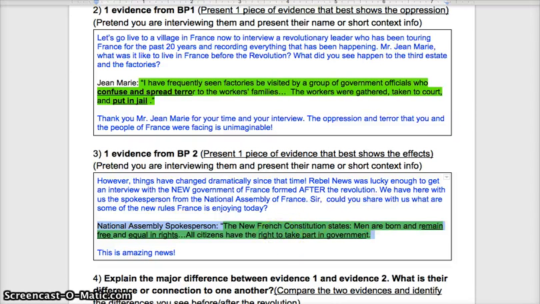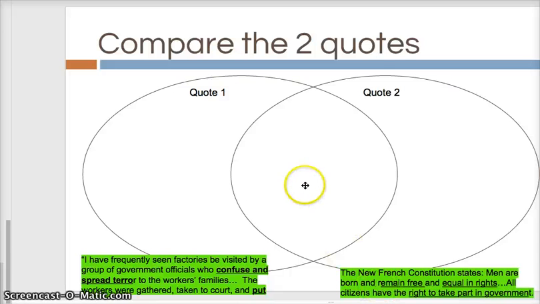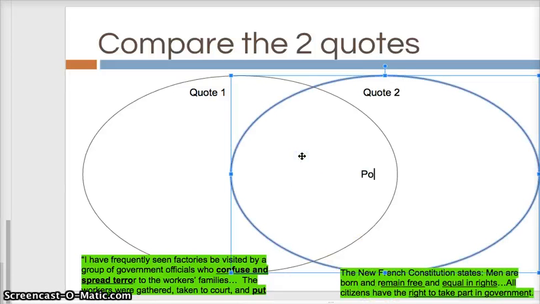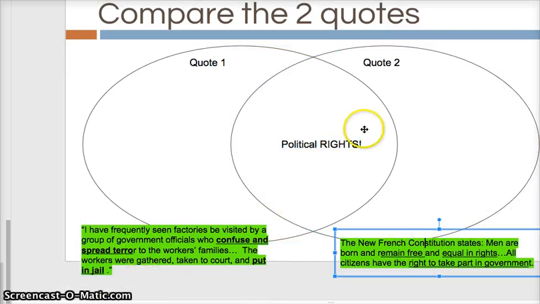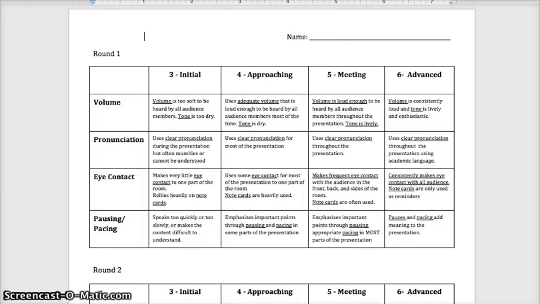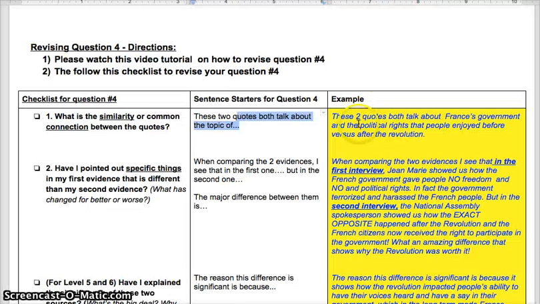So what are the 2 common things between quote 1 and quote 2? The common theme here is political rights. This one talks about how they had no political rights, and this one talks about how they had political rights. But the common theme is political rights. So the first thing I would do is explain that these 2 quotes both talk about France's government and the political rights that people enjoyed before versus after the revolution. So the common thing is political rights.